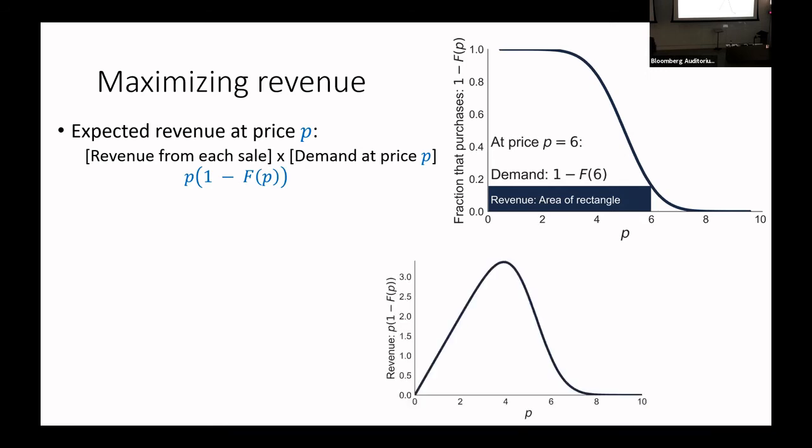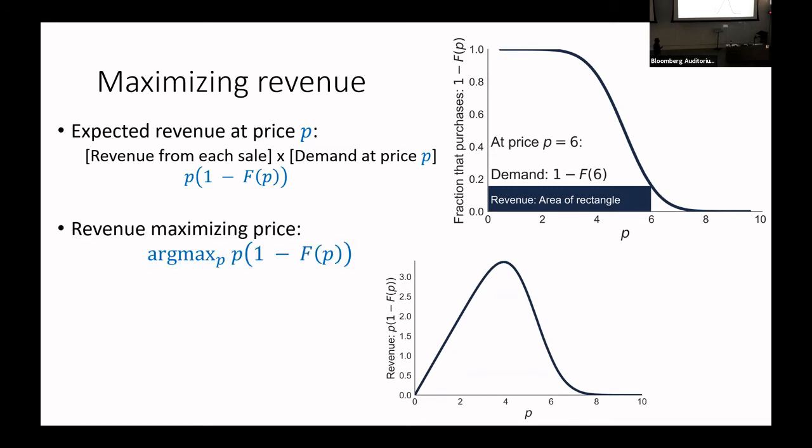And so what I plotted here is exactly the area of the rectangle, or my expected revenue, as I increase price. First, it's increasing in price because how much money I'm earning on each sale is more than how much money I'm losing from fewer sales. But then eventually, the number of sales goes down so much that even though I'm earning more money per sale, it's not worth it.